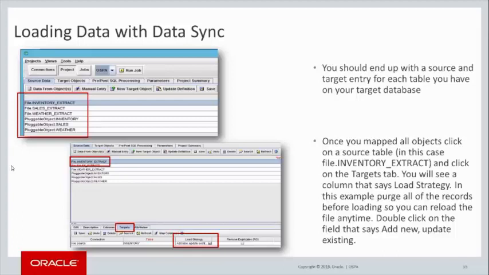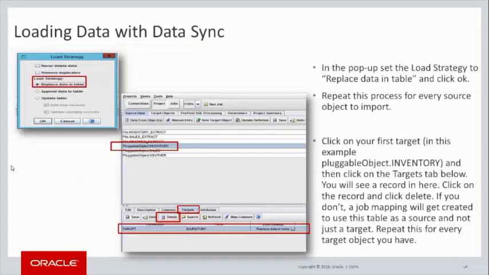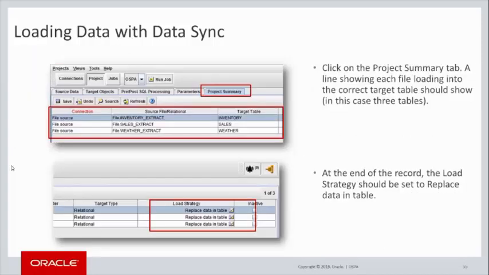In this example, purge all the records before loading so you can reload. Double-click on the file that says Add New, Update Existing. In the pop-up, set the load strategy to Replace Data in Table and click OK. Repeat this process for every source object to import.